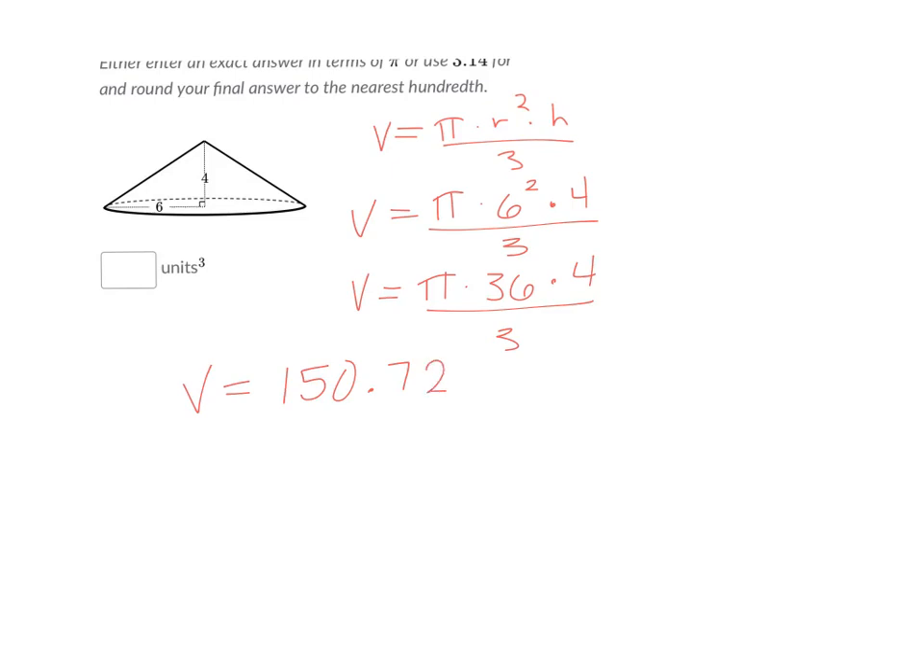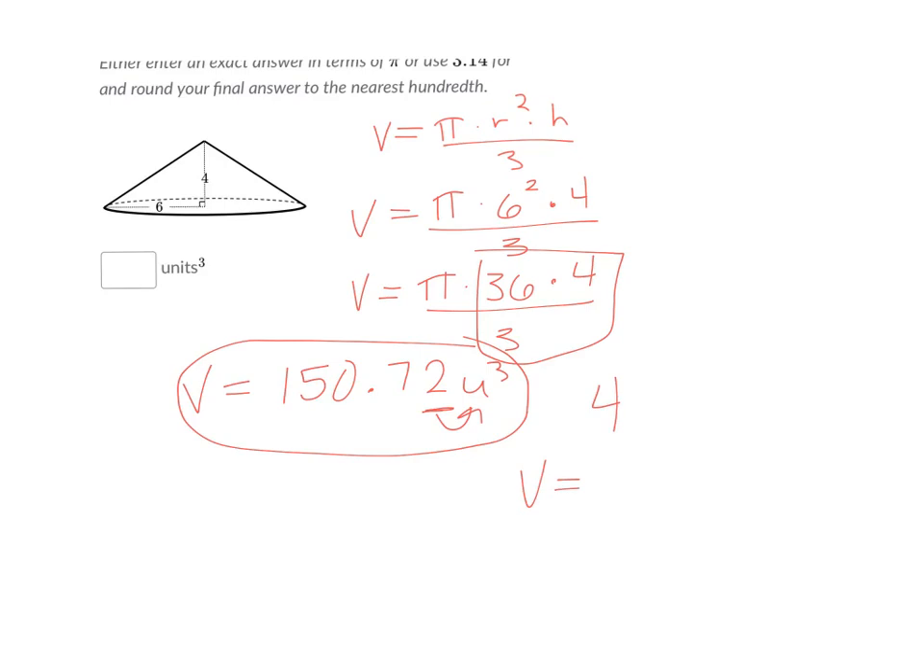150.72. And it says round to the nearest hundredths. So here's my hundredths. There's nothing behind it. It is rounded. Now, if you wanted to do it in terms of pi, you would just do this part. So you would have 36 times 4 divided by 3 is 48. So your volume would be equal to 48 pi units cubed. Either one of those would work. Let's look at the last one.